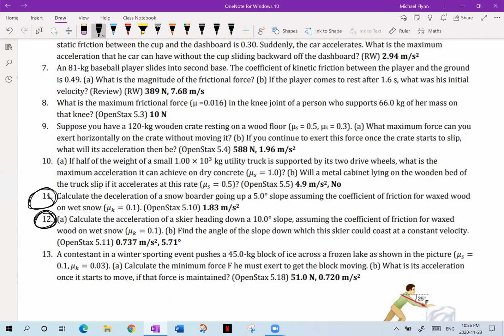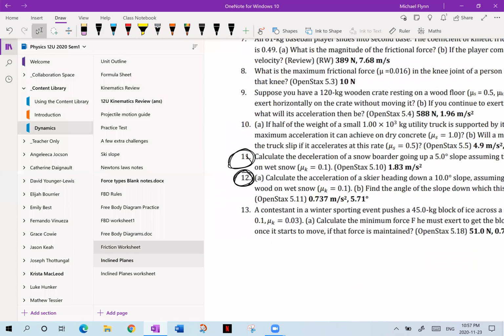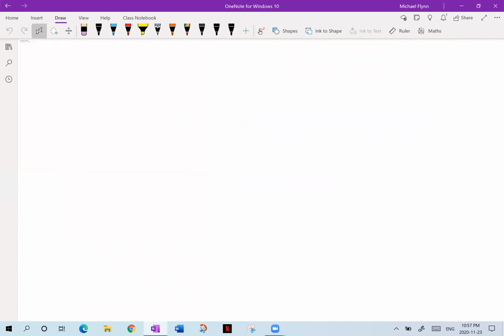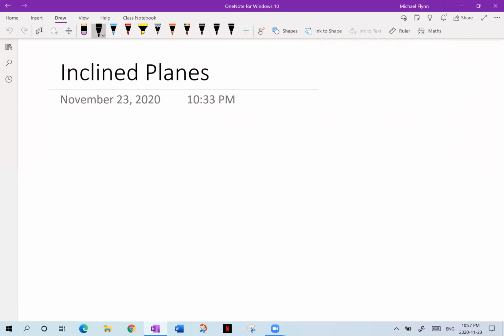All right, so let's talk about something called inclined planes. And this is one of those things in grade 12 that we did not do in grade 11. So far it's been mostly review, okay? So let us talk about inclined planes. And what we mean by inclined planes is basically a hill or a ramp, okay?